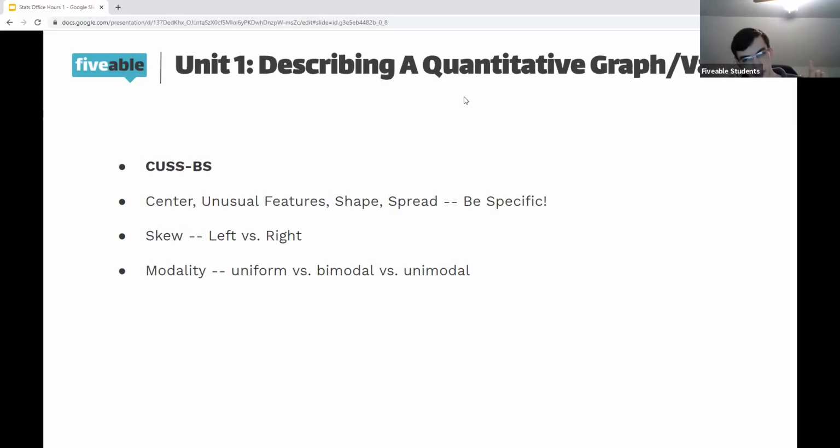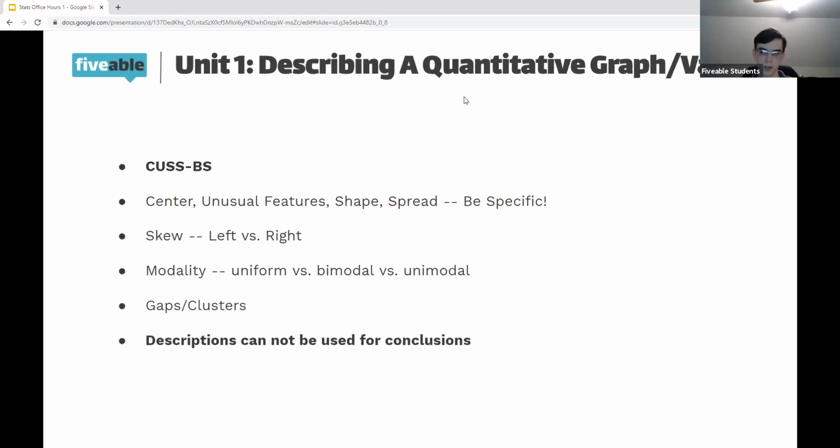Looking at the shape now, we have this thing called modality. That is where the humps or the peaks of the graph are. Uniform is just a flat line where almost every value has about the same frequency. This is as opposed to a bimodal graph where there are 2 clusters, and a unimodal has just the one central peak. And then gaps and clusters. Clusters is where there's lots of data. Gaps is where they're comparatively low frequency.